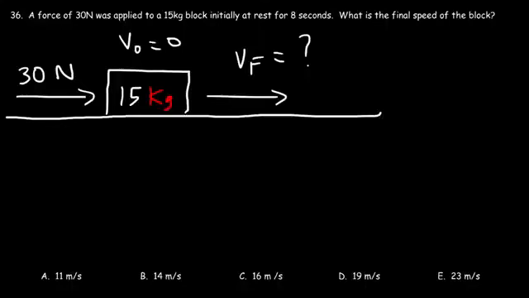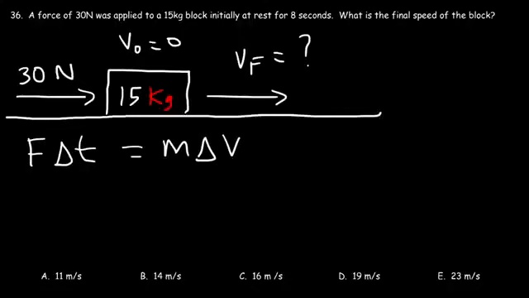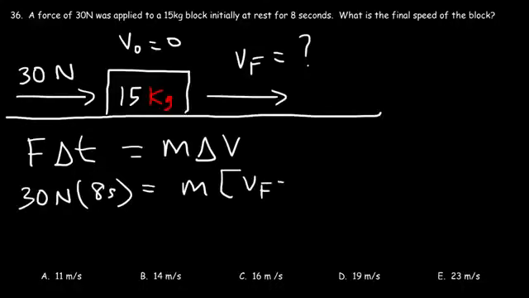Now we can use the impulse momentum formula. Impulse is the force multiplied by the change in time, and momentum is mass times velocity. But the impulse is equal to the change in momentum, so the change in momentum is mass times the change in velocity. So the impulse is going to be 30 newtons multiplied by a time of 8 seconds. The change in velocity is the final velocity minus the initial velocity. 30 times 8 is 240. So the impulse is 240 newton-seconds.